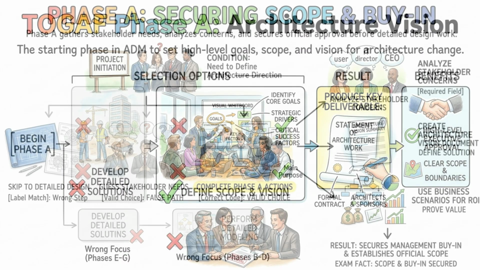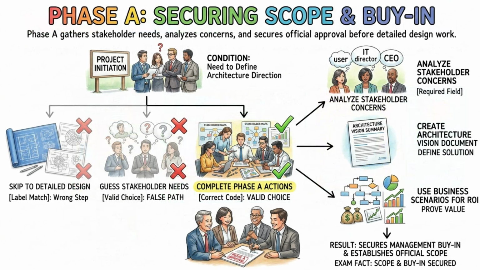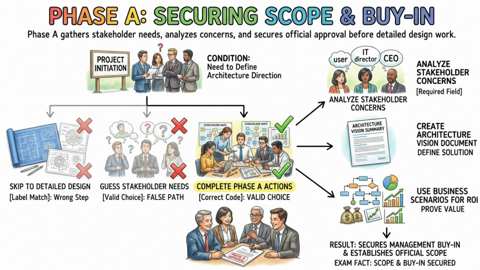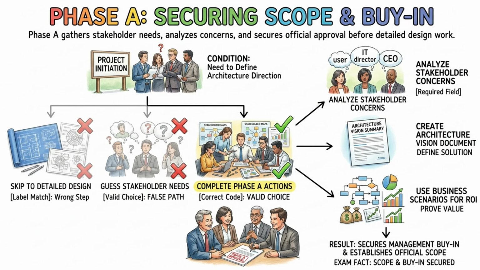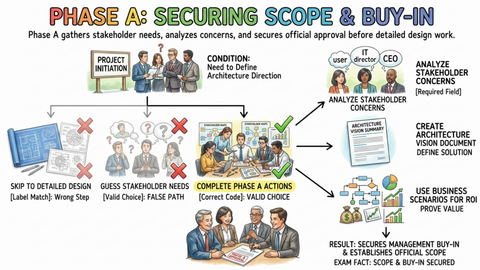During Phase A, architects also create the Architecture Vision document, which presents an easy-to-understand summary of the current problem and the proposed target solution. To ensure all relevant needs are captured, Phase A involves identifying key stakeholders, analyzing their concerns, and creating a stakeholder map. Architects use business scenarios to highlight how the proposed architecture will solve real business problems and deliver measurable ROI. On the exam, remember that Phase A secures management buy-in and establishes the official scope before detailed design work begins.